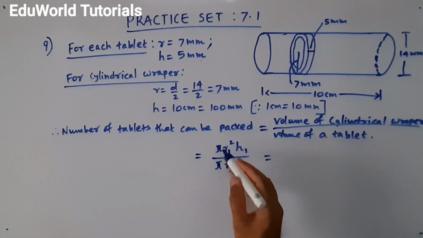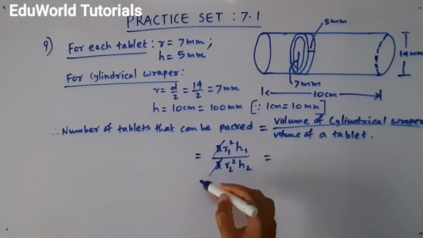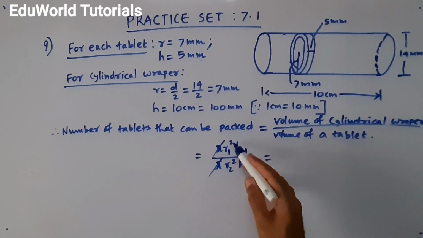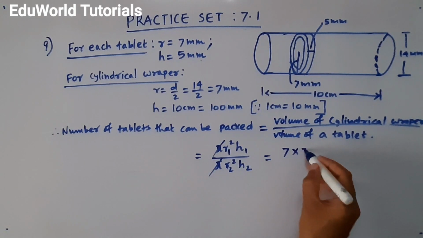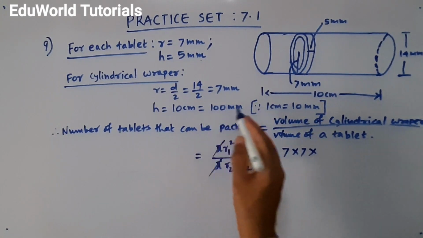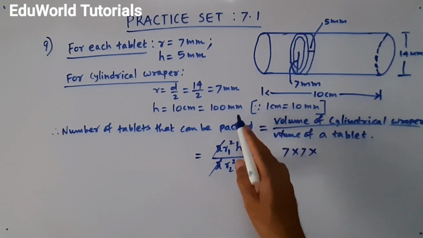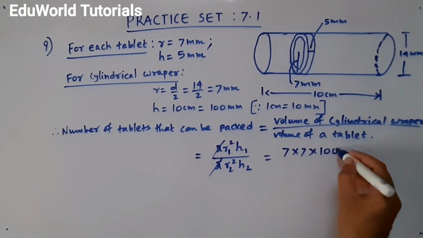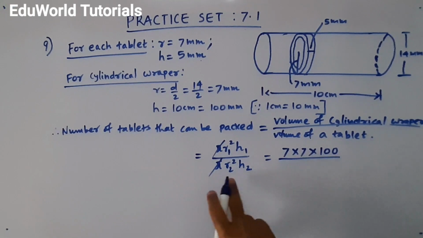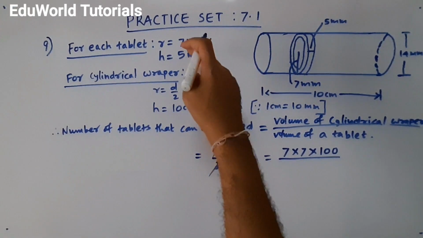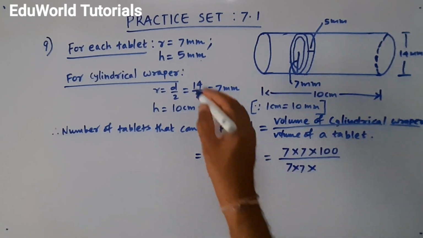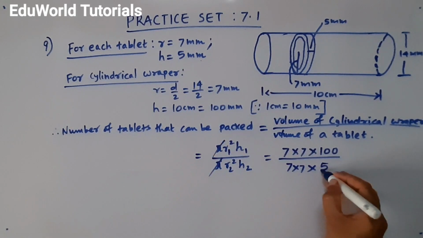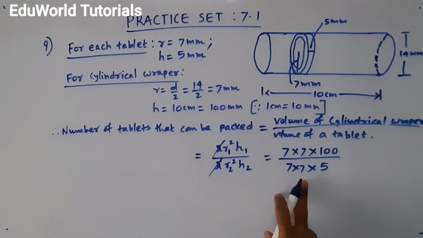Okay, we will not keep the value of pi as the pi stands cancelled. Now R1 square is the square of the radius of the cylindrical wrapper, which is 7. So we write 7 multiplied by 7, and height of the cylindrical wrapper is 100 millimeter. So we will write 7 into 7 into 100. And radius of the tablet, we know that radius is 7. So 7 into 7, and height of each tablet is 5. So we kept all these values.